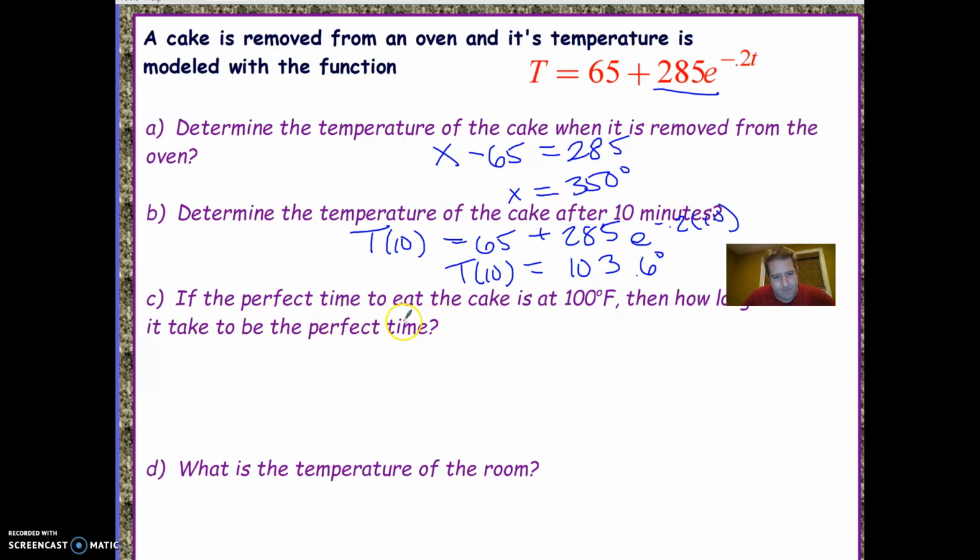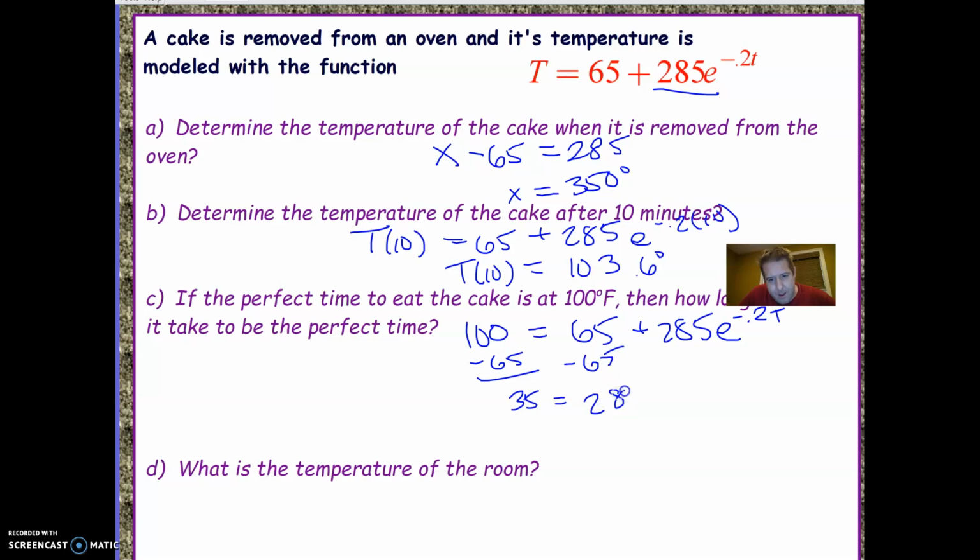If a perfect time to eat the cake is at 100 degrees Fahrenheit, how long will it take to reach the perfect time? So now we know 100 degrees is the temperature after t amount of time. We don't know what the time is, though. So 100 equals 65 plus 285 times e to the negative 0.2 times t. We don't know the time, so we're going to solve it. Minus 65 from both sides gives me 35. Then divide by 285.